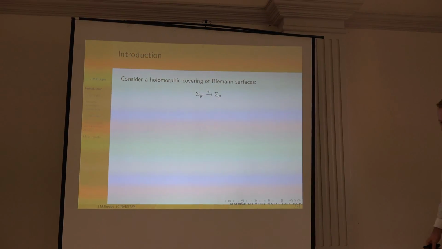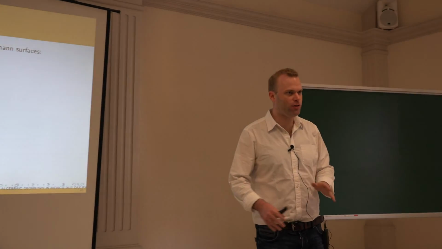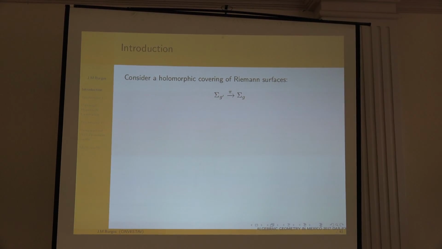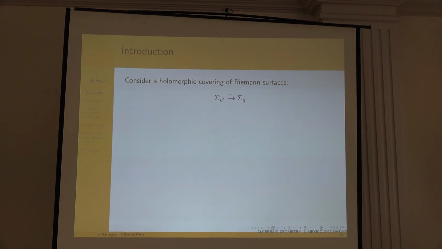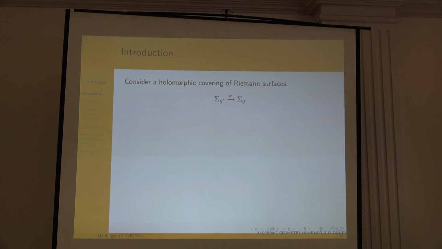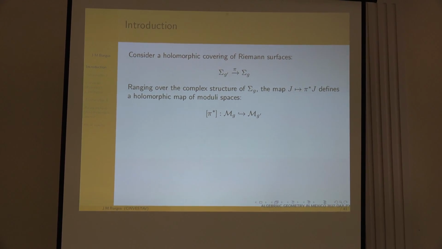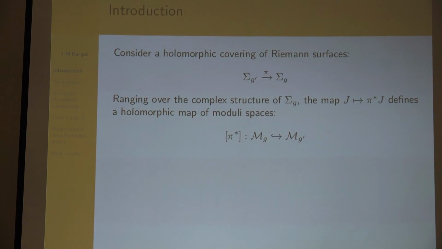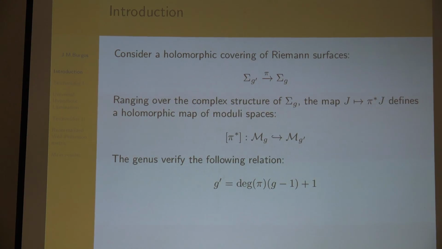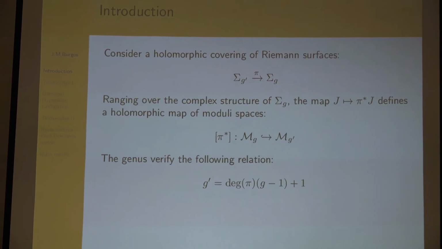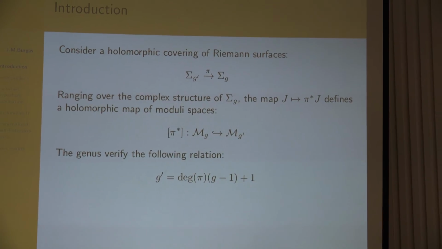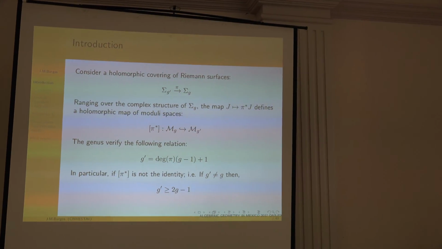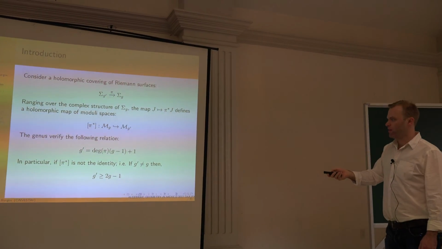Just to motivate, let me say, very general and well-known material to motivate the problem. Consider a holomorphic covering of Riemann surfaces, a genus G prime curve covering a genus G curve holomorphically, and ranging over all the complex structures of the genus G curve, the pullback map defines a holomorphic map between the corresponding moduli spaces. And of course, the relation of the genus is through the degree of the map P by the following formula. Very basic stuff. And in particular, if the embedding of the moduli is not the identity, we have this relation here.